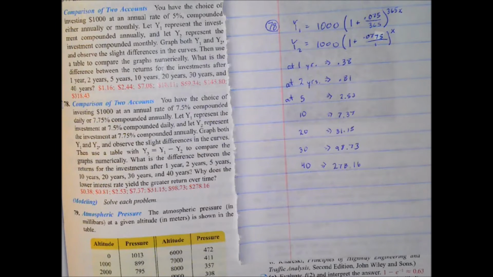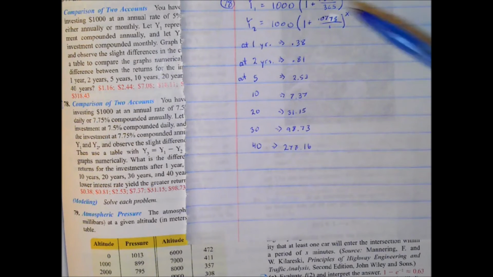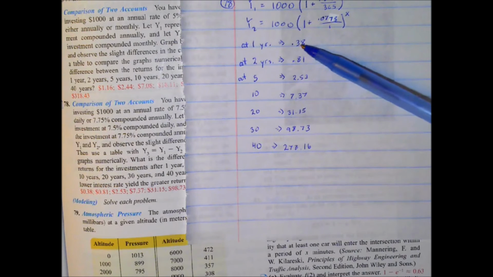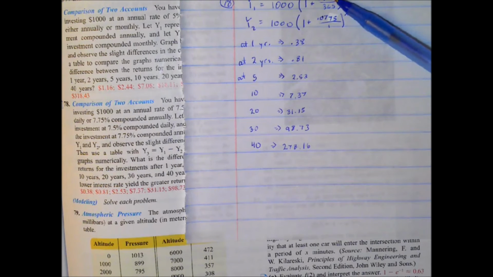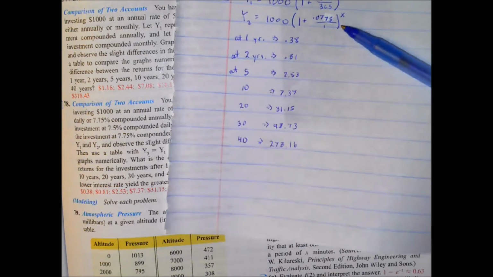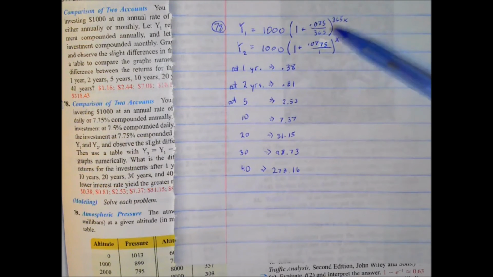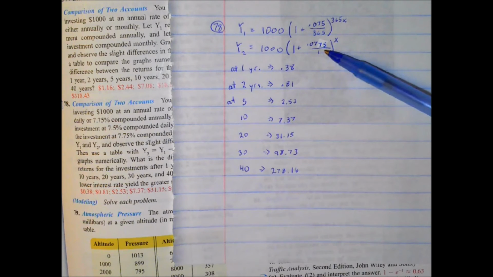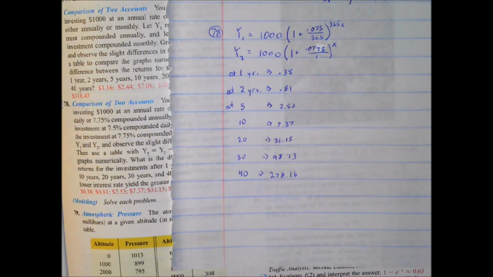So you can see here that even though it had a lower interest rate, there wasn't much difference, just after 1 year. But after 40 years, even though it had a lower interest rate, it produced more income because of the number of compounds it had per year. So if it's just compounded once per year versus 365 times per year, it yielded a higher yield.